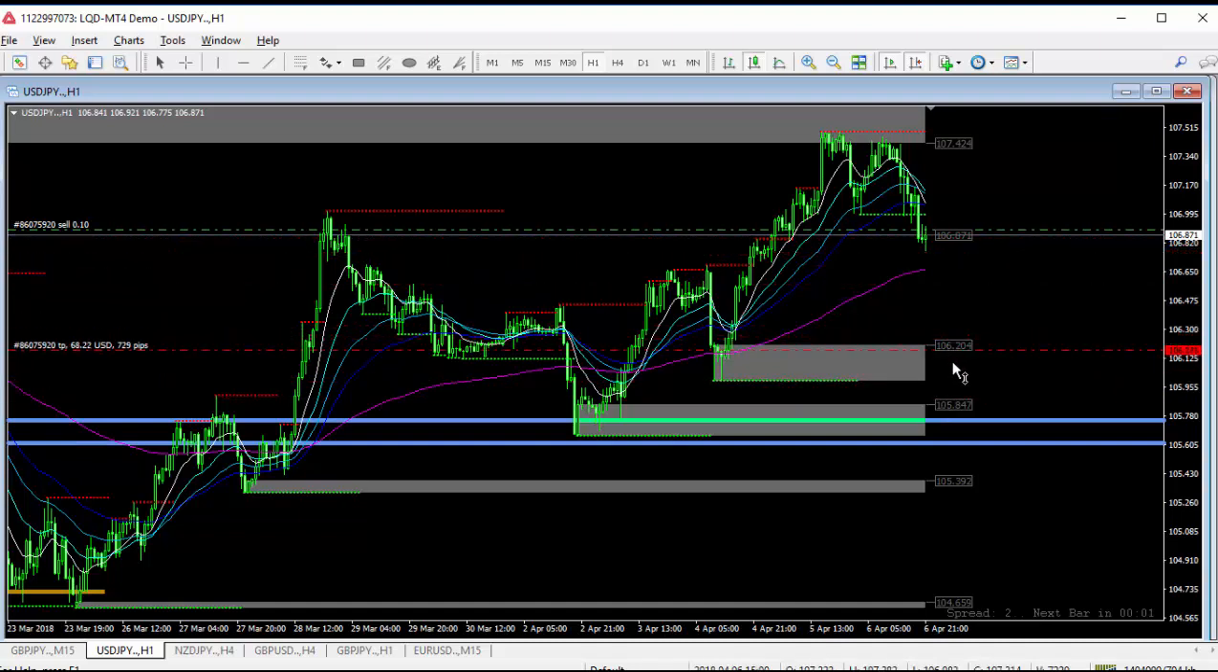So let's say the market was somewhere down here. You can have your stop loss somewhere here and lock in 26 pips. No matter what happens, worst case scenario, you take 26 pips. All right.